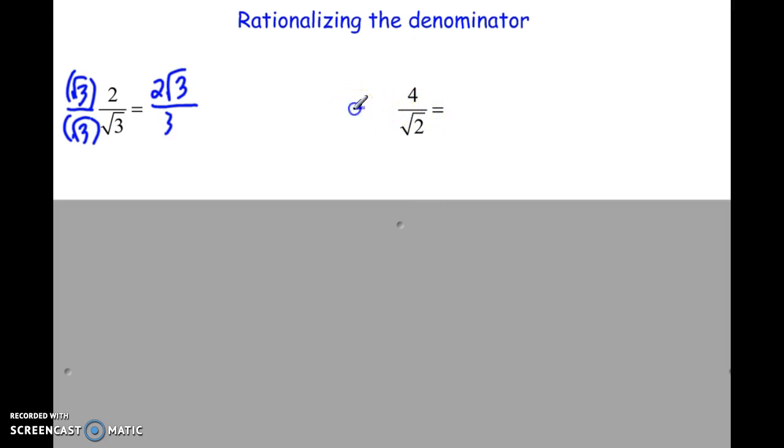Same thing over here. We can multiply by square root of 2 over square root of 2. That should rationalize the denominator. Square root of 2 times square root of 2 is square root of 4, which is 2. And up top you have 4 root 2. In this particular case, it would simplify even a little bit more because 4 and 2 cancel there. And so we get 2 root 2.